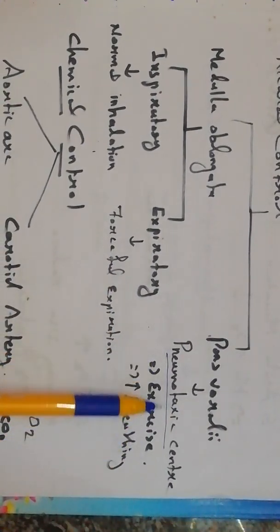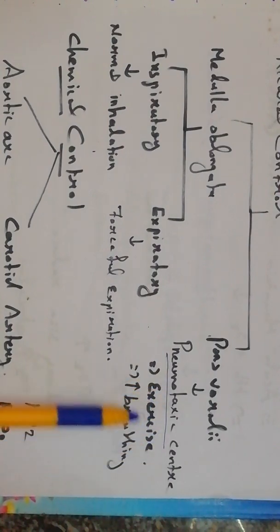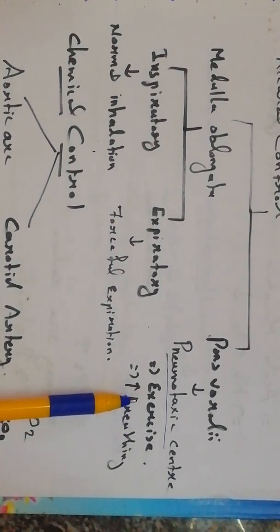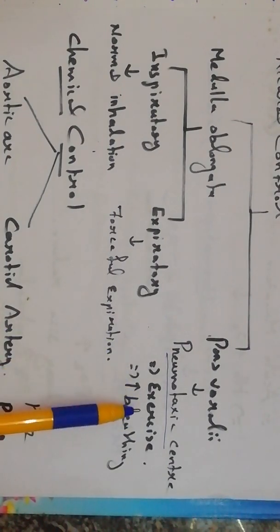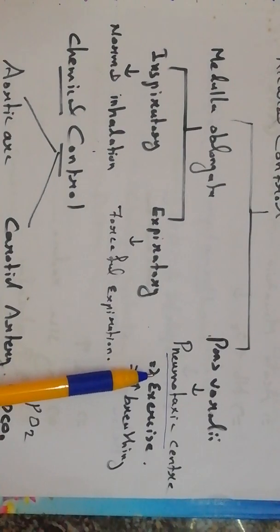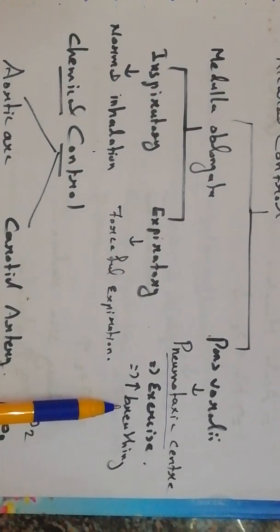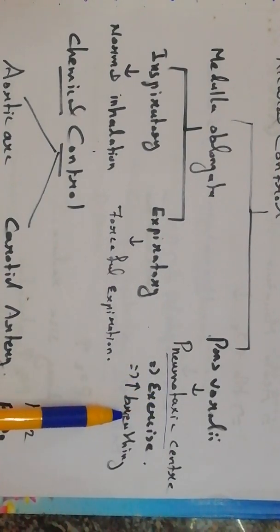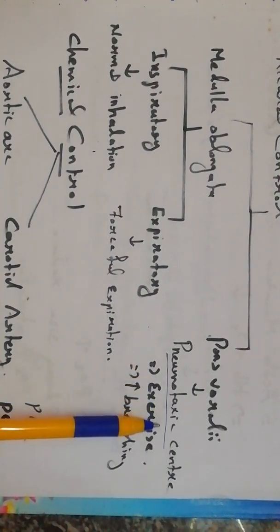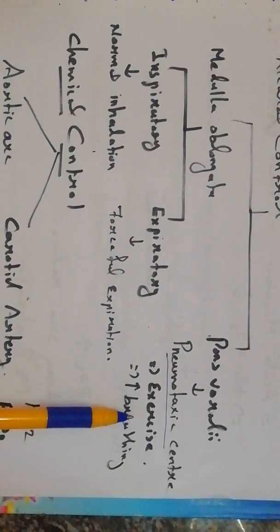It is the pneumotaxic center. It is present in the pons varoli, and it is responsible during exercise, when we need heavy breathing, inspiration and expiration. During this process, the pneumotaxic center helps, increasing the breathing rate. Of course we know that during exercise the breathing rate increases. Under these conditions, the pneumotaxic center is helping.